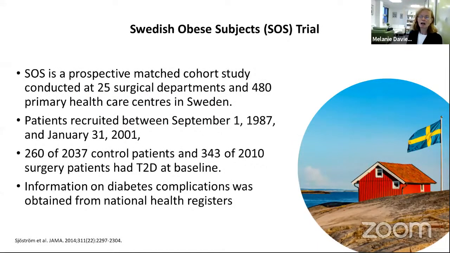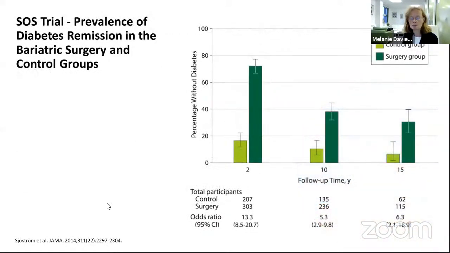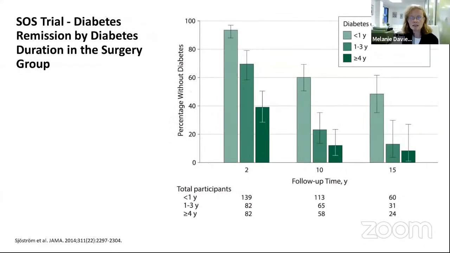And even if we look at the Swedish Obese Subjects study, where they looked at long-term follow-up of bariatric surgery, this was in a cohort of people with diabetes at baseline. If you look at the long-term outcomes, you can see that in terms of remission, whilst there were relatively high remission rates with surgery at 2 years at 70%, that had dropped to under 40% by 10-year follow-up, and by 15-year follow-up had dropped even further. So even bariatric surgery in the longer term is not a complete cure for diabetes.